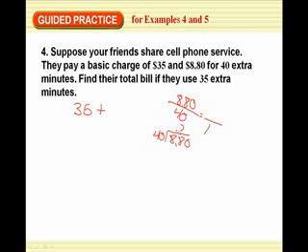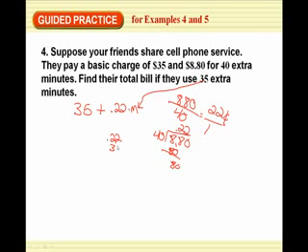40 goes into 80 twice. It's easy. And then 80 goes in there twice again. So it costs you 22 cents per minute over, just like the other one. And we're using 35 extra minutes, so we're going to put it in right there. So 22 cents times 35 minutes would be $7.70, plus the 35 would be $42.70.